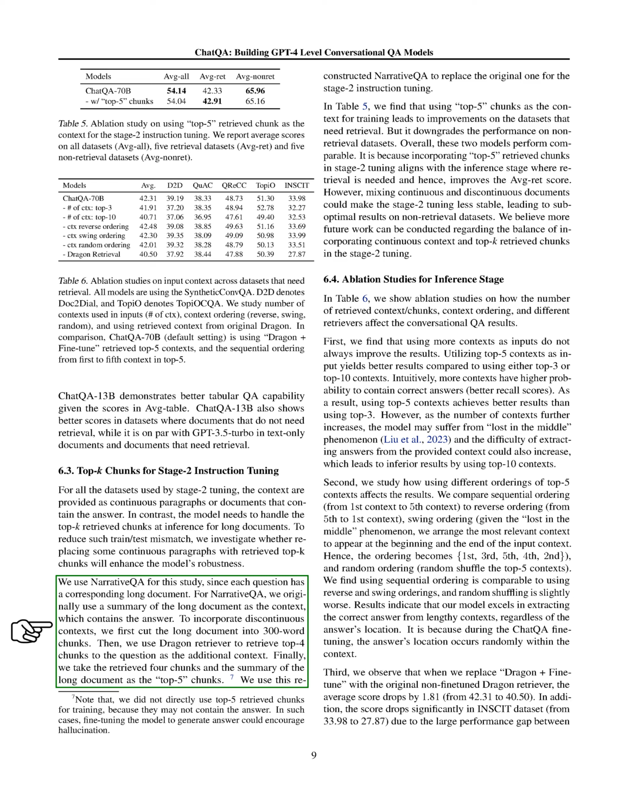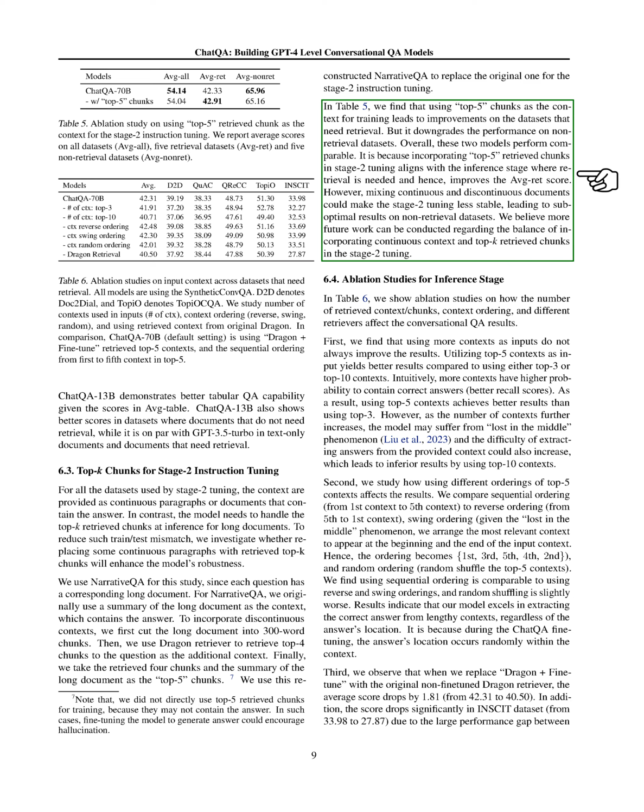We cut the long document into 300-word chunks and used the Dragon Retriever to retrieve the top 4 chunks as additional context. We then took these 4 chunks and the summary of the long document as the top 5 chunks. We found that using these top 5 chunks as context for training improved performance on datasets that needed retrieval but decreased performance on non-retrieval datasets. Overall, the two models performed comparably. We believe more future work can be done to find the right balance between incorporating continuous context and top K retrieved chunks in the second stage of tuning.